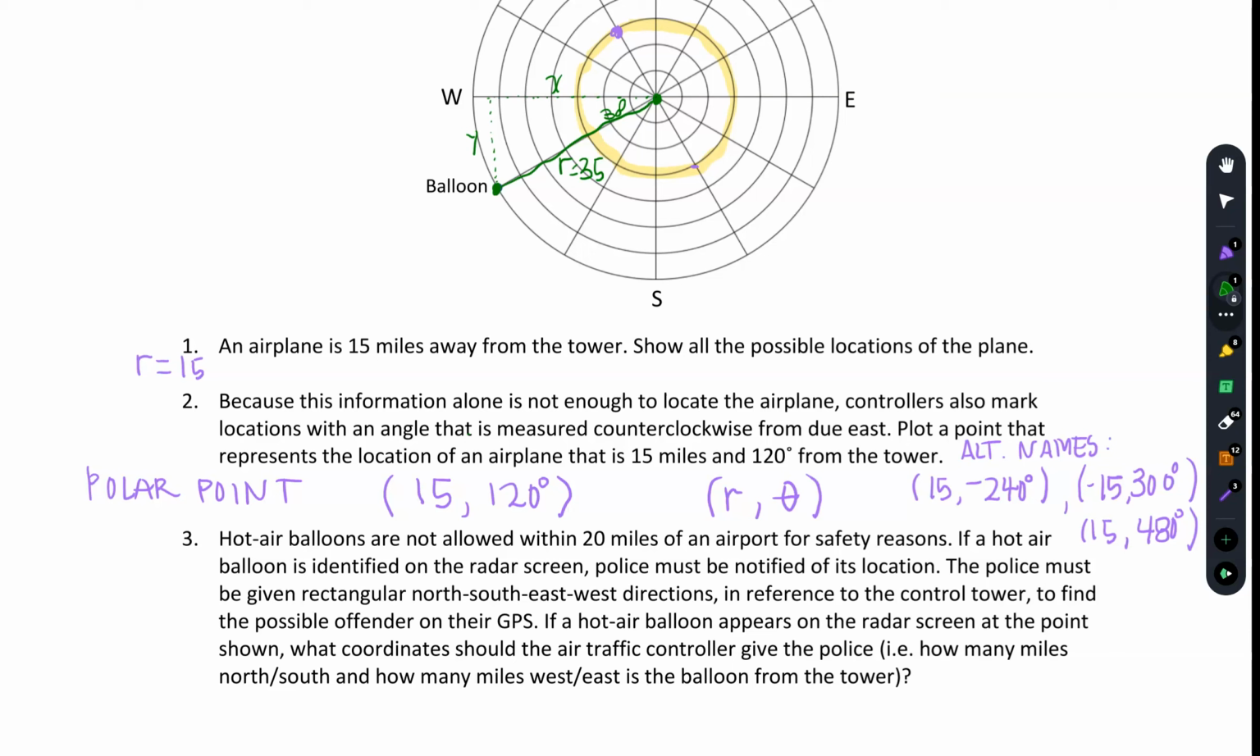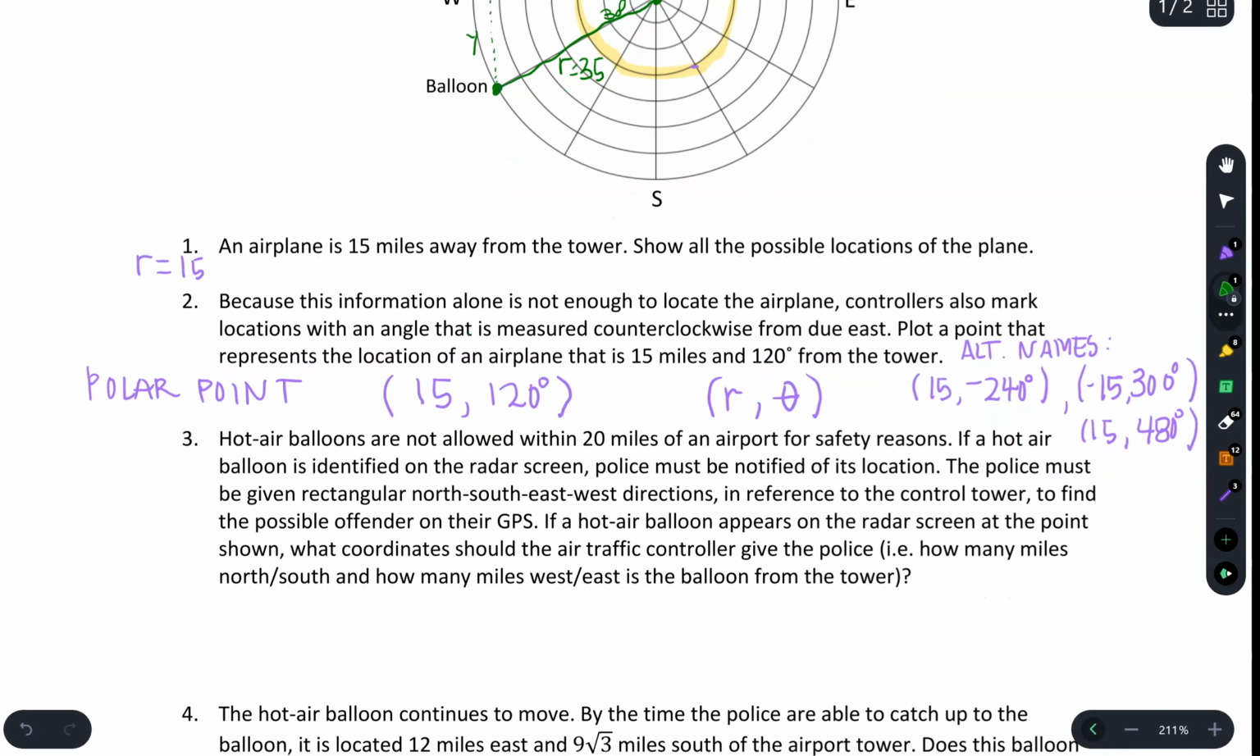If I wanted to find x, it would be the ratio of adjacent over hypotenuse, so it would be cosine. So cosine of 30 degrees is going to be equal to x over 35. To find y, it would be your opposite, right? So it would be sine of 30 is going to be equal to y over 35.